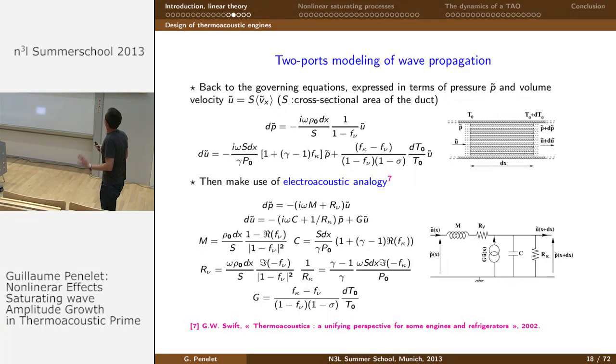Just a few words about the two-port modeling, but I will be very short. If we want to describe acoustic propagation through a very short piece of a stack which is submitted to a temperature gradient, what we can do is make use of an electroacoustic analogy and demonstrate that this is equivalent to an electrical two-port with an acoustic mass, an acoustic compliance, a viscous resistance, a thermal resistance, and this term, which represents a source of volume velocity, which itself depends on the input velocity, with a gain which depends on the temperature gradient.